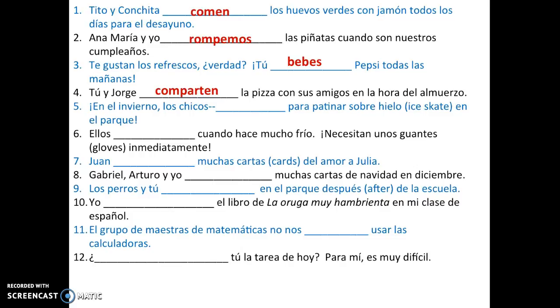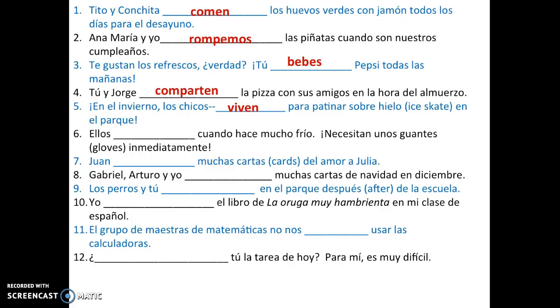En el invierno, in the winter, los chicos, they do something para patinar sobre hielo. What are they doing in order to skate on ice, to ice skate? En el parque, viven. They live to ice skate. They're really passionate about it.